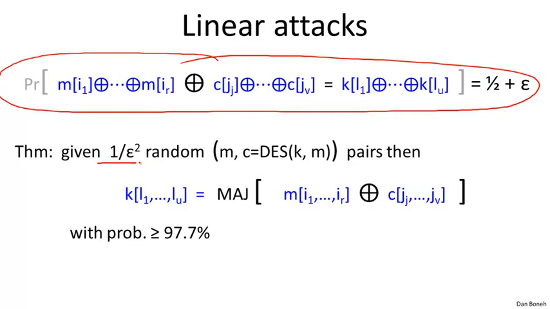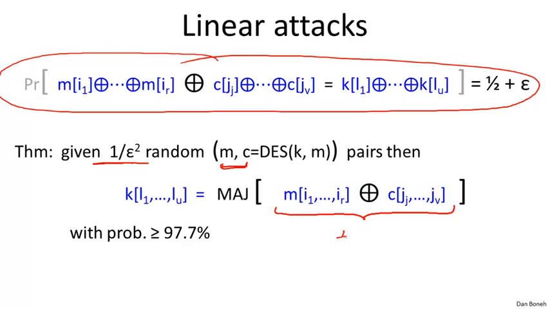Suppose you were given 1/epsilon² message ciphertext pairs, and these have to be independently random messages and the corresponding ciphertexts. What you would do is you would use the left-hand side of the formula above to compute this relation between the message and ciphertext for all the pairs you were given. Now, what do you know?